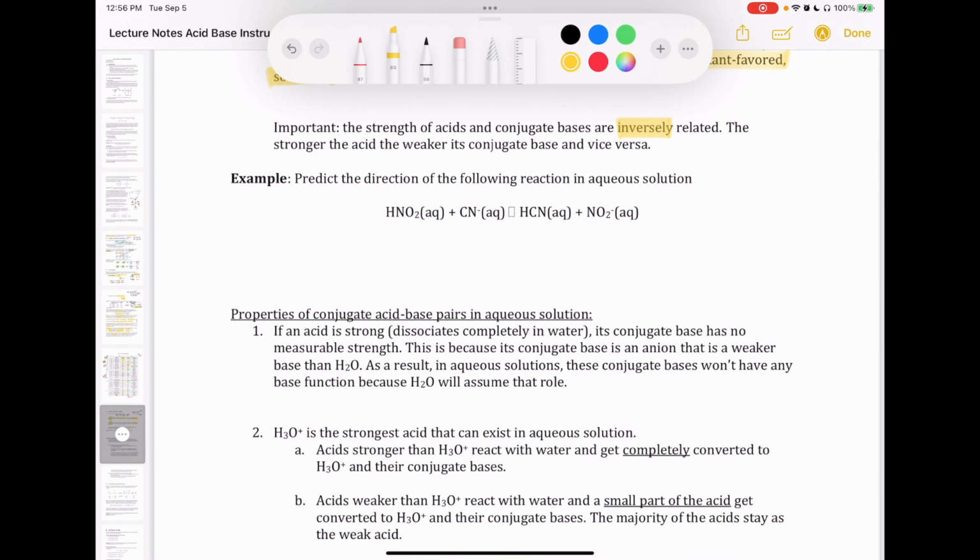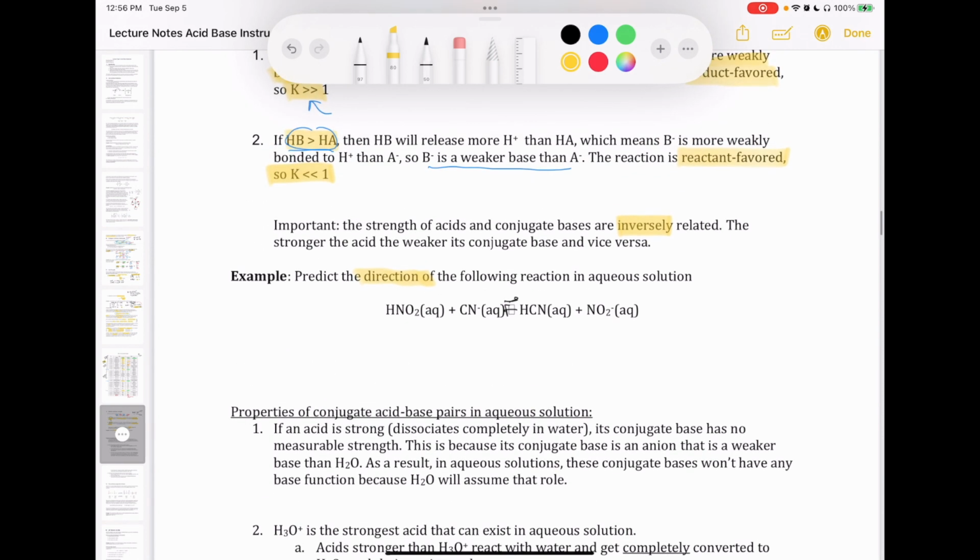Take a look at an example here just to get an idea of how to use that Ka table along with the concept we just learned about relative acid-base strength. So we have HNO2 plus CN minus forming HCN and NO2 minus. And we want to know what's the direction of the reaction. Is it product side or is it reactant side? So again, the first step is just to compare the strength of the two acids. So we need to label our acids first. This is an acid. This is its conjugate base. So the second acid is this one, and that's the base. This is actually the conjugate, right?